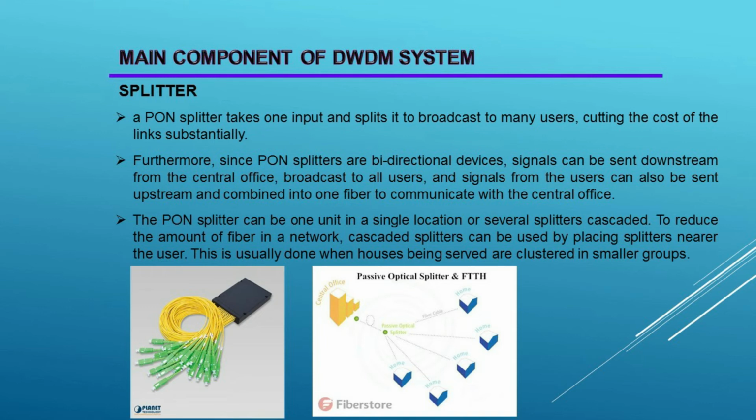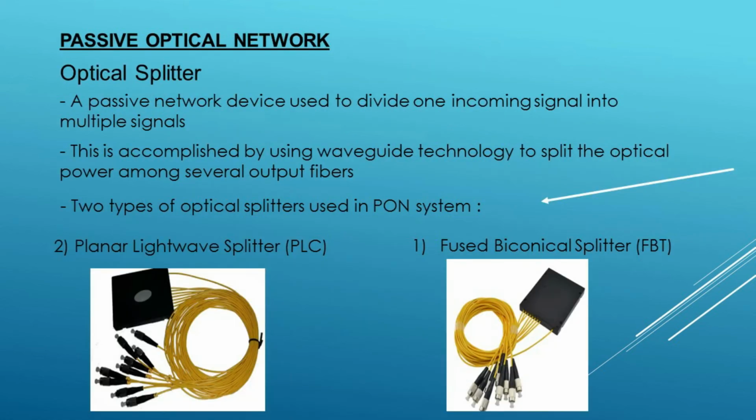To reduce the amount of fiber in a network, cascaded splitters can be used by placing splitters nearer the user. This is usually done when houses being served are clustered in smaller groups. Optical splitter: a passive network device used to divide one incoming signal into multiple signals. This is accomplished by using waveguide technology to split the optical power among several output fibers.